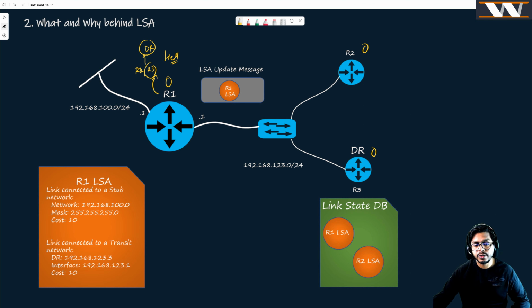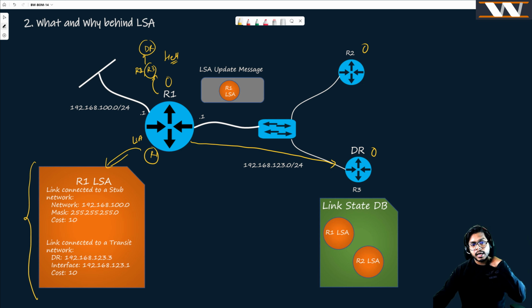but as it knows that R3 is going to be my DR, it starts making adjacency with it, and it is going to send the routing information in the LSA from R1 towards R3. But what is this LSA going to contain? So we are going to talk about the R1 LSA, which is right here. This orange block is generated by R1, and it is the LSA generated by R1. What exactly does it contain? It contains two links, right? Because R1 has only two links.